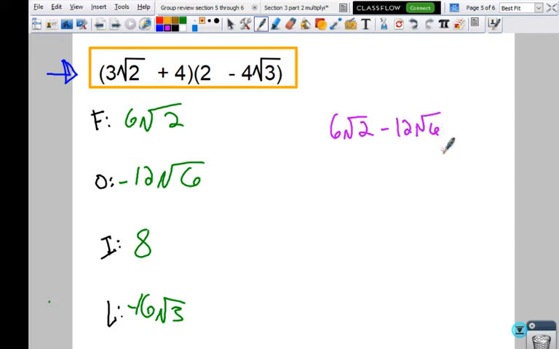I have an 8. Can I add anything to this 8? Nope. So because it's positive, I'm going to go plus 8. And I've got this negative 16 square root of 3. There's nothing else there. So I'm just going to go negative 16 square root of 3. On this, nothing actually got added together. So we just write them all out. And we're done.